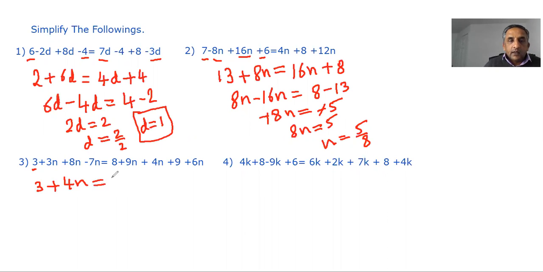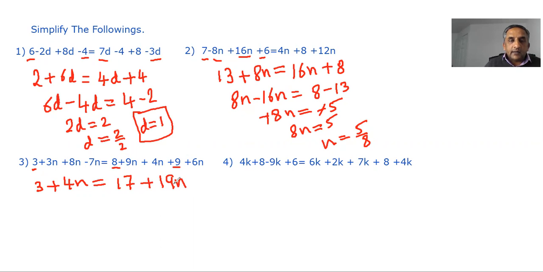is equal to. Then we work out this side. 8 plus 9, we can add these two because these are the only two numbers, so 9 plus 8 is 17. And then we can work out the numbers with the letters, like 9n plus 4n. When we add them, we get 13n. 13n plus 6n will be 19n, right?